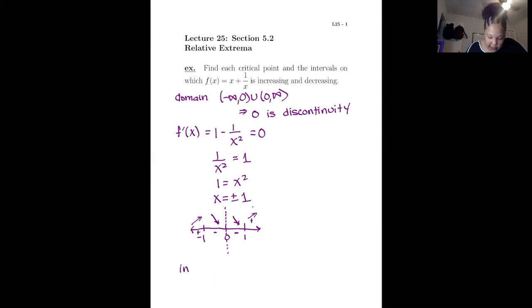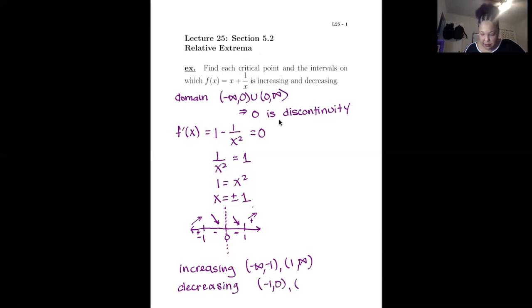So I'm increasing from negative infinity to -1, and from 1 to infinity. I am decreasing from -1 to 0, and from 0 to 1.